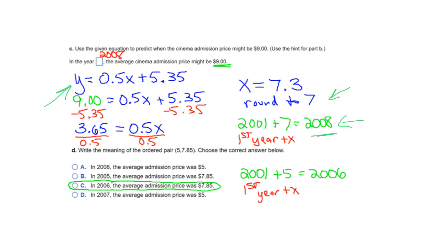And then they just wanted to know the meaning of the ordered pair 5, comma 7.85. Well, basically that means that in 2006, because if I take my start year plus the 5, which is the X, I get 2006. So in 2006, the average admission price was actually Y, the $7.85.